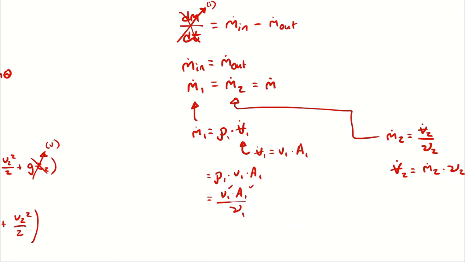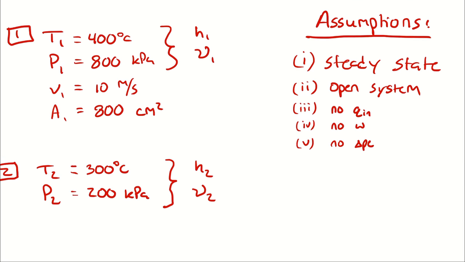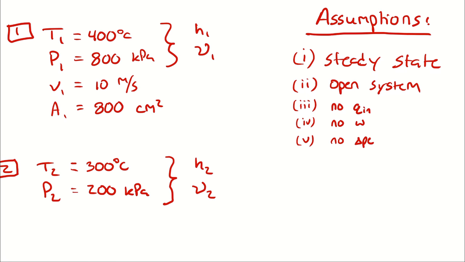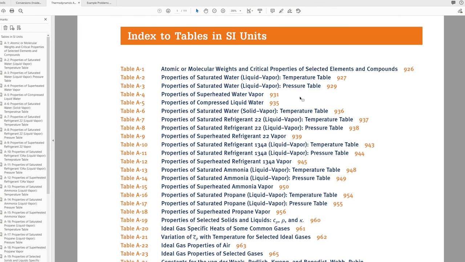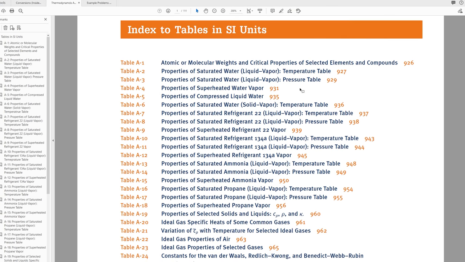So all that's left to do, really, is look up h1, specific volume 1, h2, and specific volume 2. For that, we will jump into our property lookup tables. We're going to be using the properties of water, so we're going to pay attention to tables A2 through about A5 on this list. The first step is going to be fixing the phase at state 1.